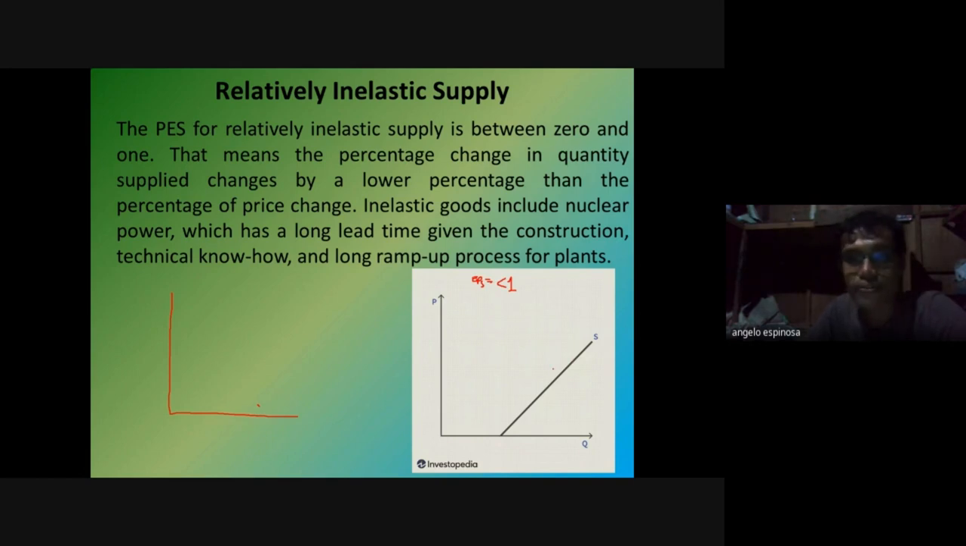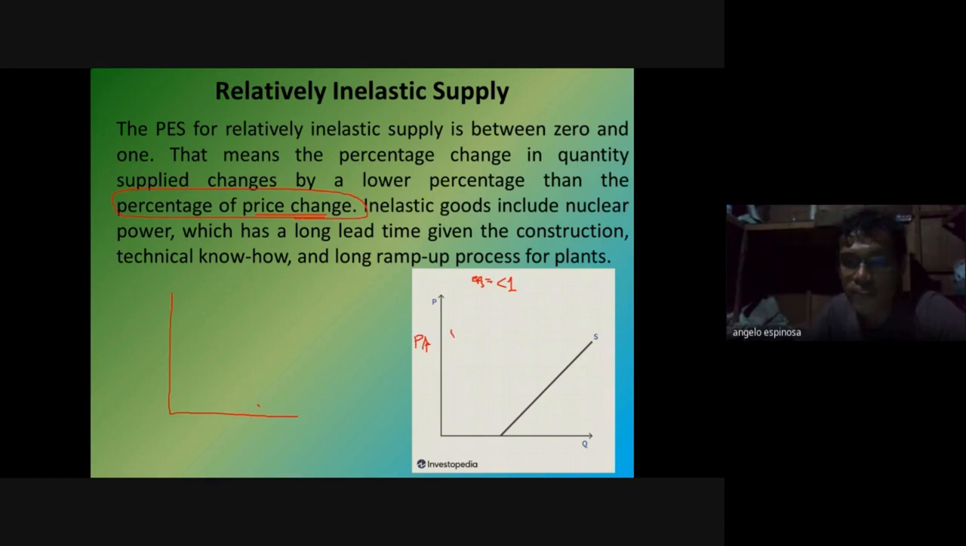The graph for it. Okay? That is being insensitive. Ibig sabihin, tumaas ang presyo ng ilang percentage, that means the percentage change in the quantity supply changes by a lower percentage than the percentage of price change. Ano ibig sabihin yan? Tumaas yung price. There is a percentage, no? Tumaas yung percentage ng price.